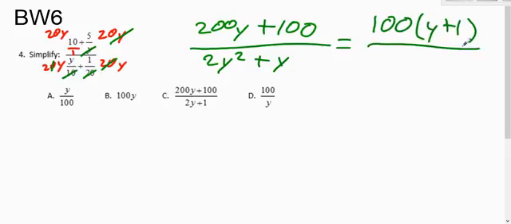In the denominator, we can take out a y. So we got 2y plus 1. And we'd be left with 2y plus 1. So 2y plus 1 will cancel with 2y plus 1. We're just left with 100 over y.